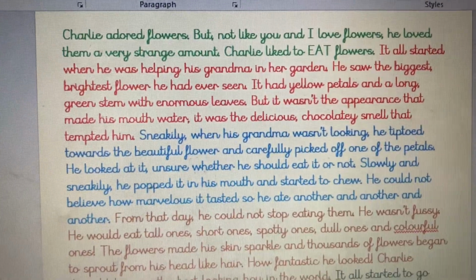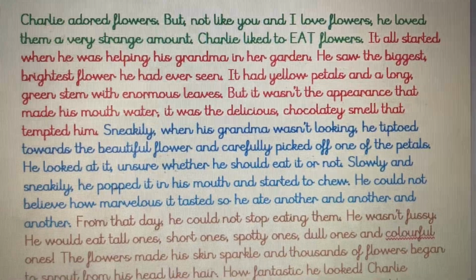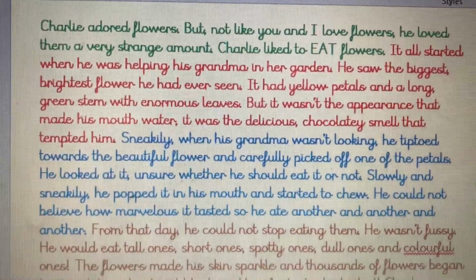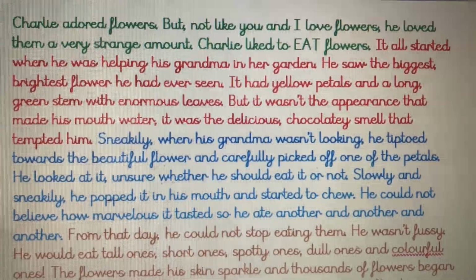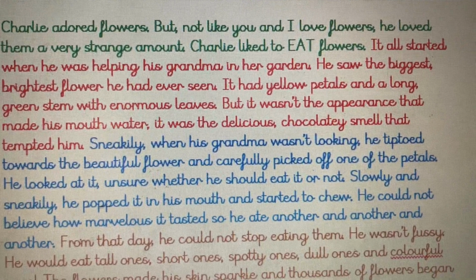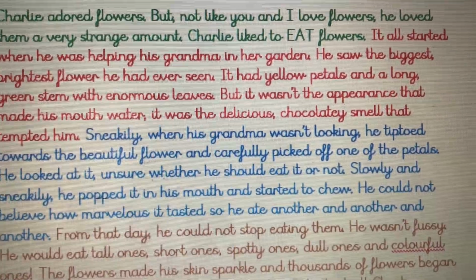Okay, so yesterday I told you that the waggle was put into different colours for a reason. I'm going to explain why now. The first section we are going to concentrate on is the green section, the first section. So it says, Charlie adored flowers, but not like you and I love flowers. He loved them a very strange amount. Charlie liked to eat flowers.